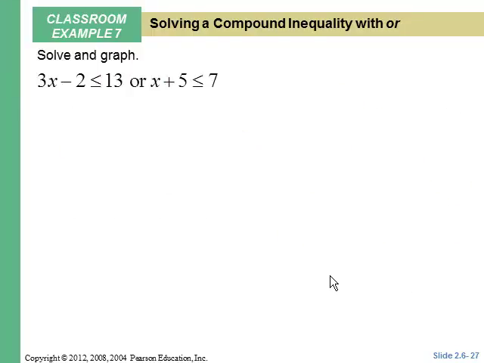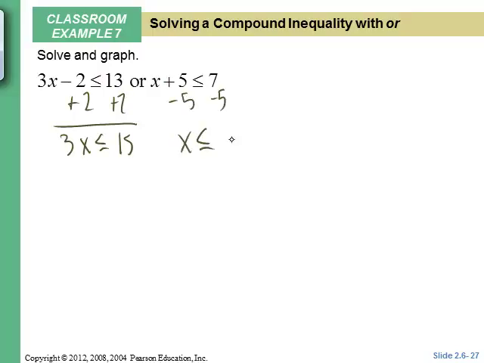Alright. This one's a little bit tougher. Add 2 to both sides. We get 3x is less than or equal to 15. Subtract 5 from both sides. X is less than or equal to 2. Divide both sides by 3. Here you get x is less than or equal to 5.